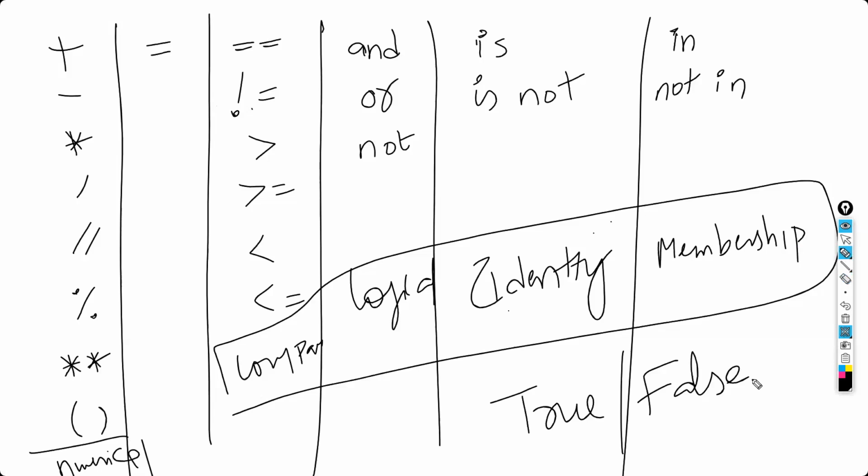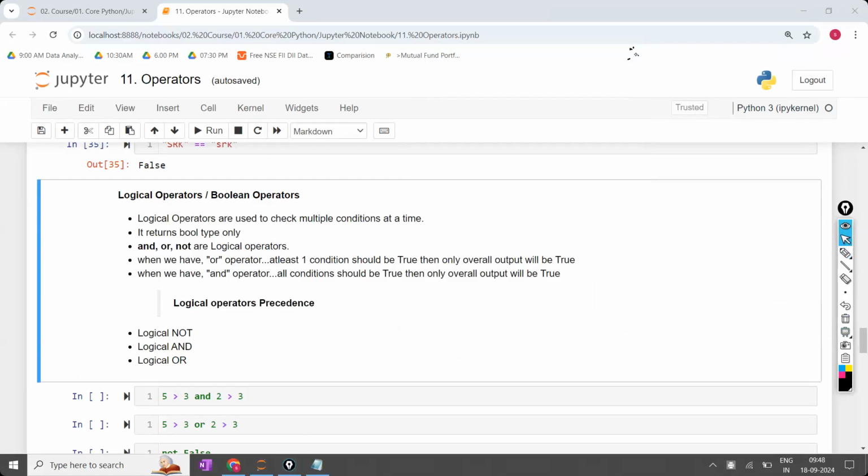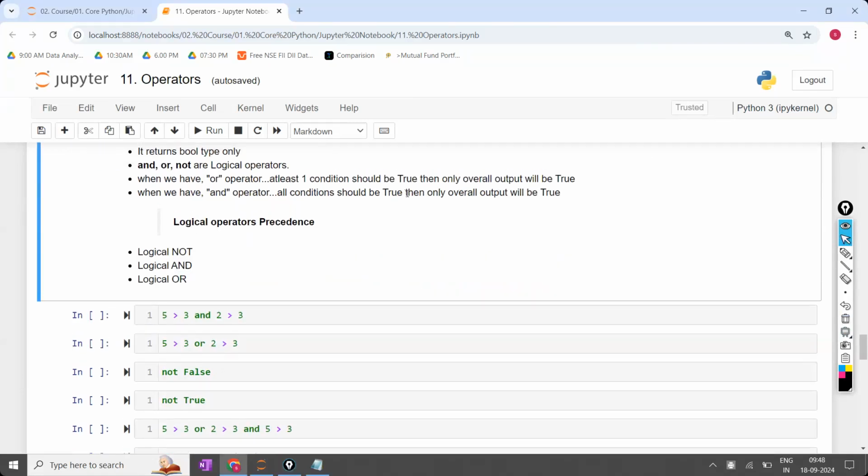Are the points clear? Now let's get into the identity operators. Sorry, logical operators. Now what are the logical operators? Logical operators are: and, small letters a-n-d, or, not. Three of them come under logical: and, or, not.